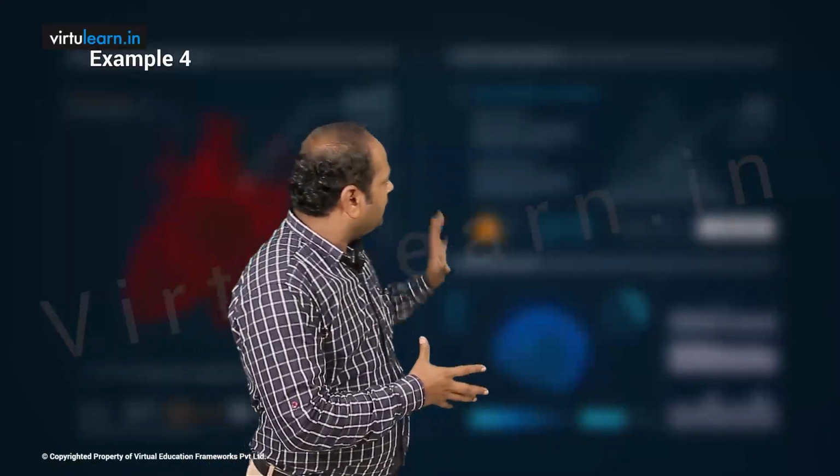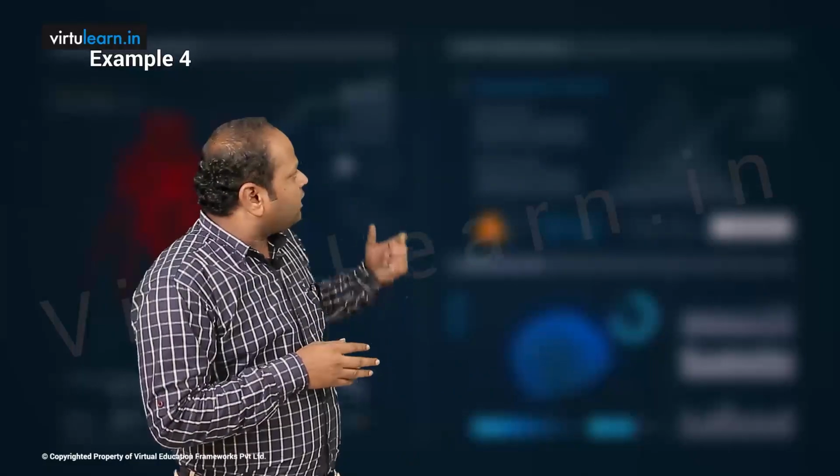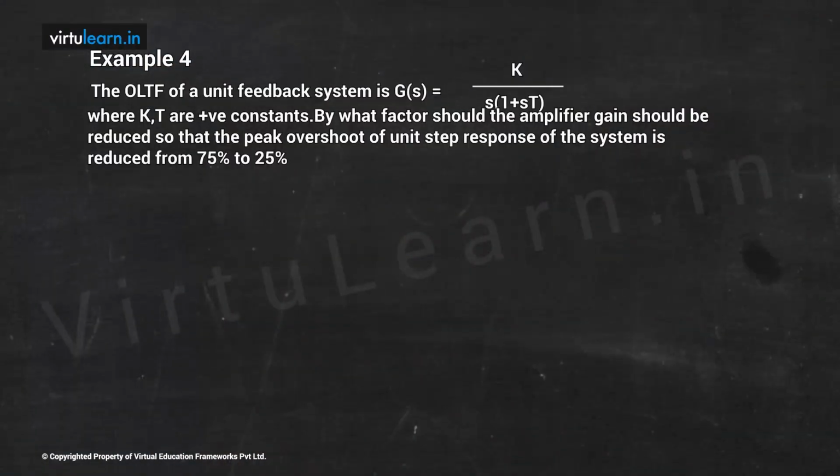In this fourth example, we have the problem, and the problem statement goes like this. The open loop transfer function of a unity feedback system is given by G(s) = K / (s(1 + sT)), where K and T are positive constants. By what factor should the amplifier gain K be reduced to reduce the peak overshoot from 75% to 25%? So this is the problem.